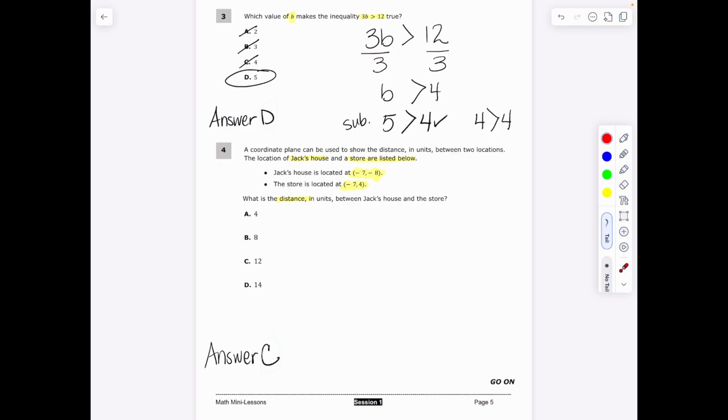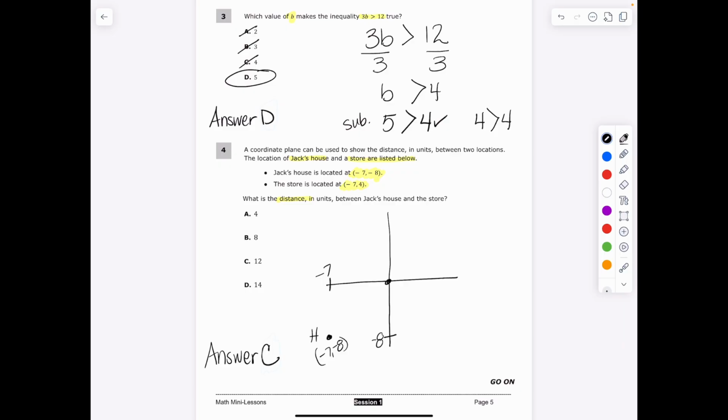So what I'm going to do is, let's say we didn't even know that. We're going to sketch on our scrap paper what this could look like. So -7, -8. So from here, I'm going to go to -7. I'm just making it up. And here's -8. So I will walk to -7, down to -8. So I'm over here. And that's his house, and put an H there.